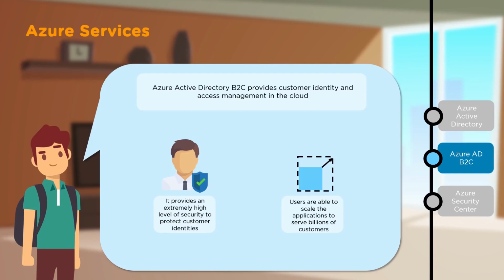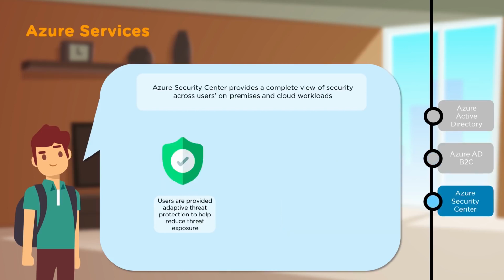Now, it also enables the application to be scaled to great amounts, even billions of customers. Next, we have the Azure Security Center. This is basically like a command post with which you get a complete view of the security across users on your on-premises and cloud workloads. So with this, you're given a threat protection method that adapts to situations and helps reduce exposing you to threats. It also has rapid threat response and makes the process of finding and fixing vulnerabilities a whole lot easier.